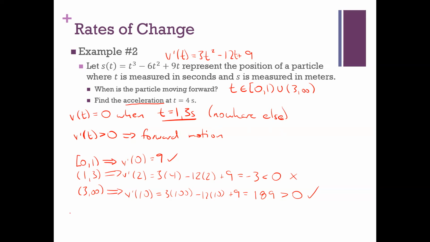So if I want to find acceleration, call it a of t, which is pretty common, I want to find v prime of t, which is the same as s double prime of t. And really the hard part of this question is knowing that that is how acceleration is related to the other concepts I've thrown at you.